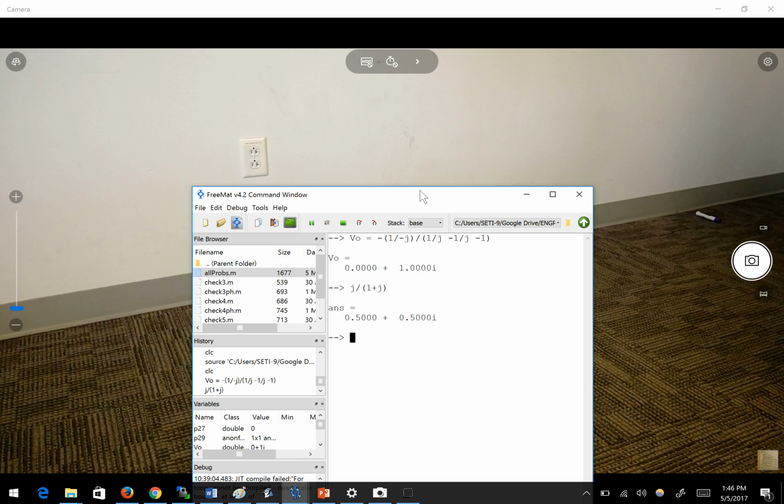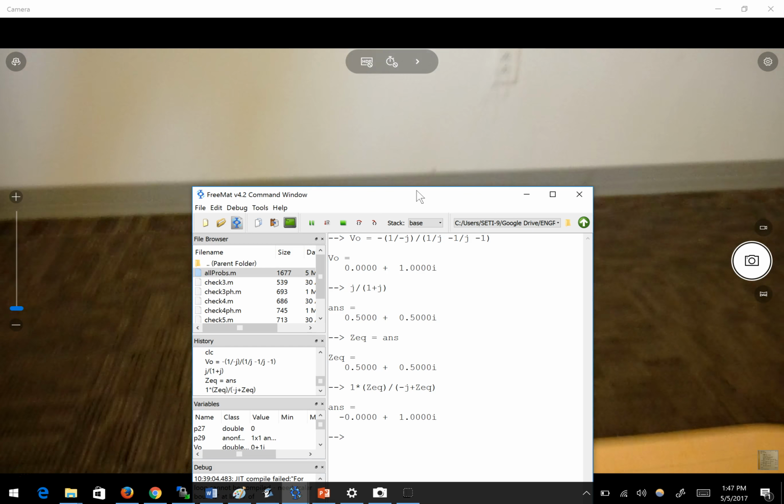And then the voltage divider formula says we got 1 volt times, let's just call that Z equivalent, equals answered. And so 1 times Z equivalent over, it's minus J plus Z equivalent, right? I think I did too many things. Minus J plus Z equivalent. You had a lot going on in that voltage divider. And it equals J. Yep. Got J? So it's J. So VO is J.